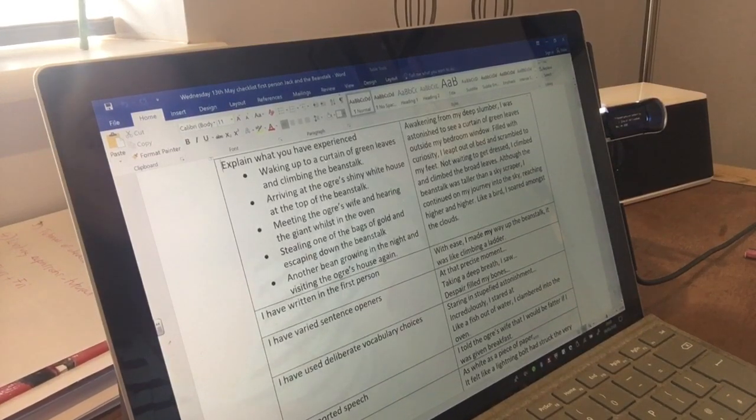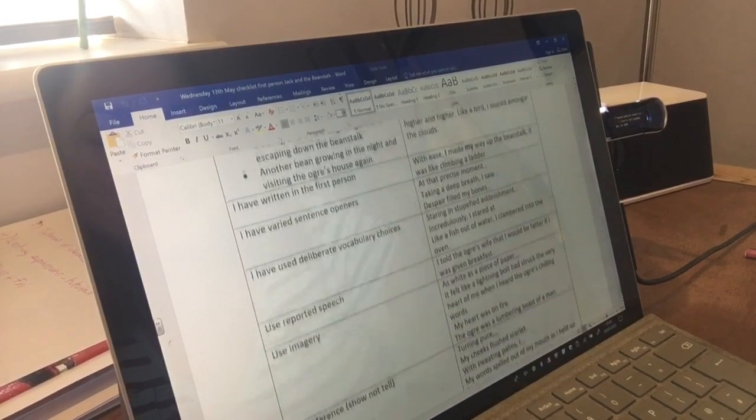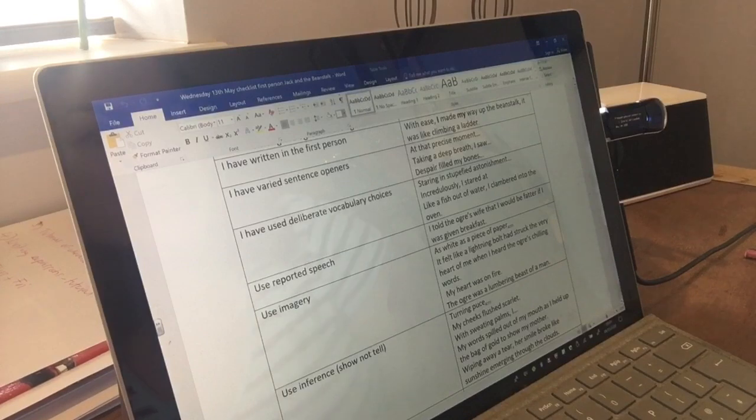And then, like yesterday, because you're writing from Jack's perspective, you're going to write in first person. So I put, "With ease, I made my way up the beanstalk. It was like climbing a ladder."